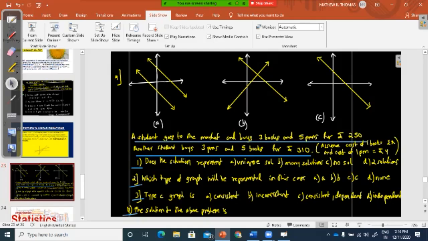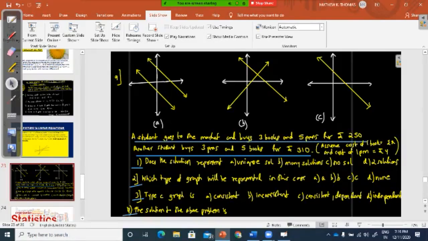Type C graph is called. Now, what type of graph is this? Here both the lines are one on top of each other. Sir, coincident. Out of these options, is it consistent, inconsistent, consistent, dependent or independent? See very carefully. Consistent dependent, sir. Consistent dependent, correct.